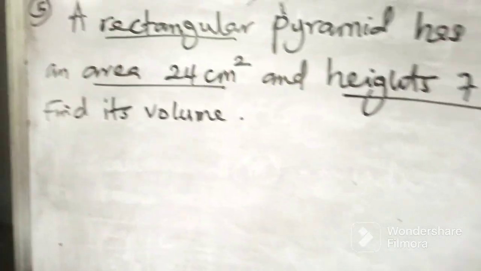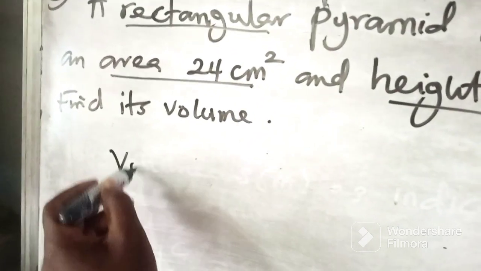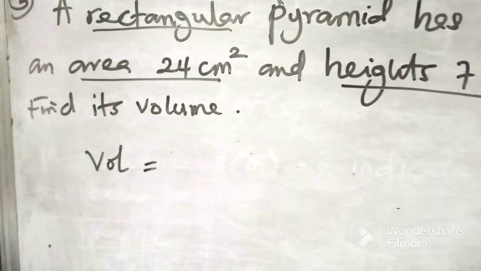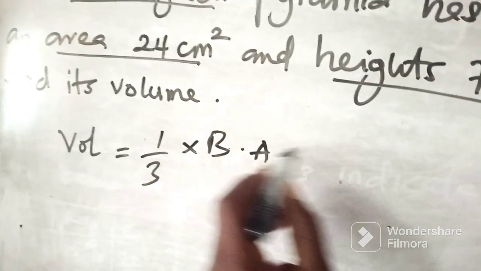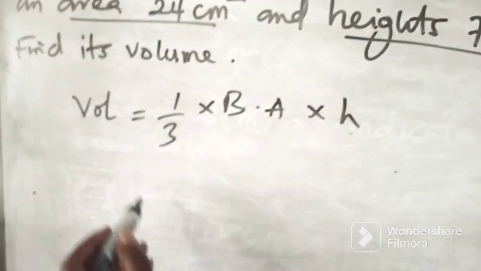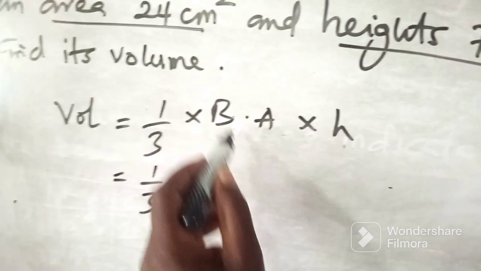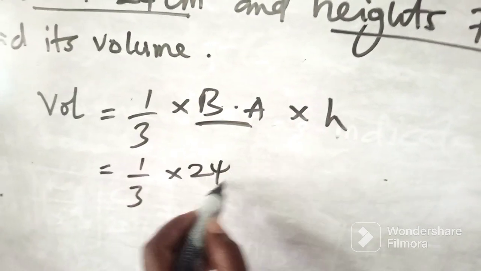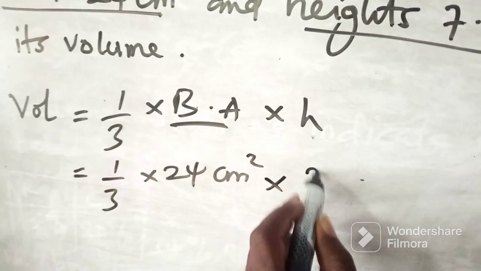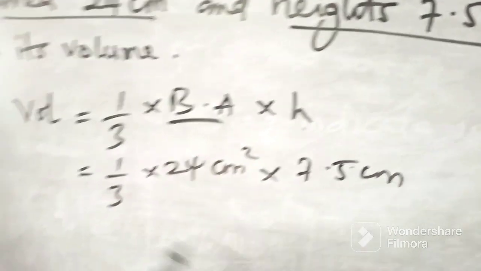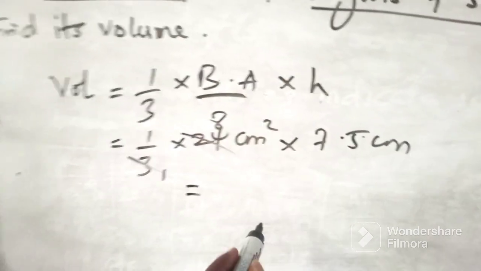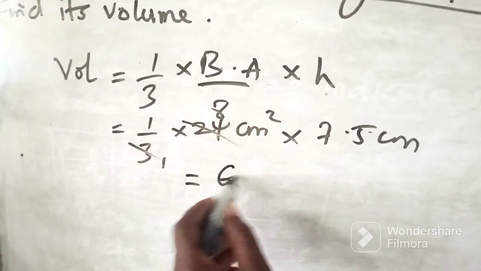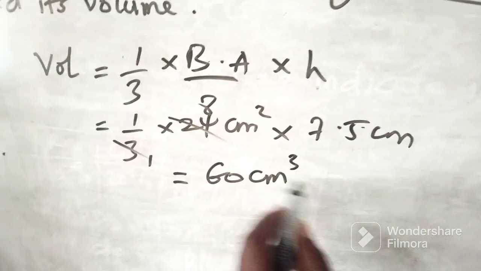So to solve the question, we have to get the formula for the volume of a pyramid, which is 1/3 times base area times the height. So in this case, we are going to have 1/3. The base area has been given to be 24 centimeters square. Then the height 7.5 centimeters. So 3 here 1, 3 here 8. And if you use 8 to multiply 7.5, we are going to have 60 centimeter cube as the volume.